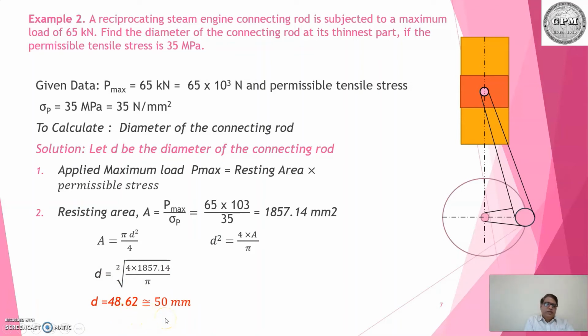Generally we take it to a higher value. The designed dimension is always more than the calculated dimension. We cannot prepare d equal to 48.62 only. In that case, you can make it 50 mm. Don't take 46 millimeter. So always take more than the calculated one.